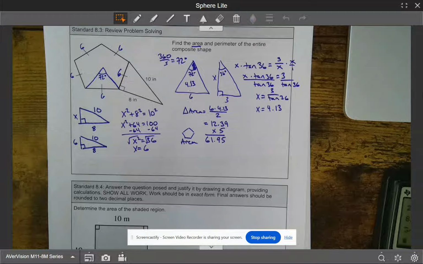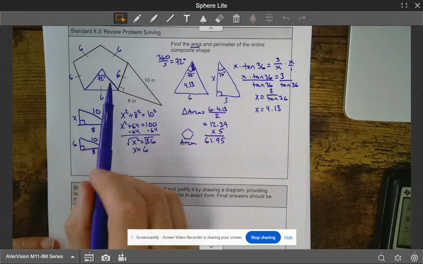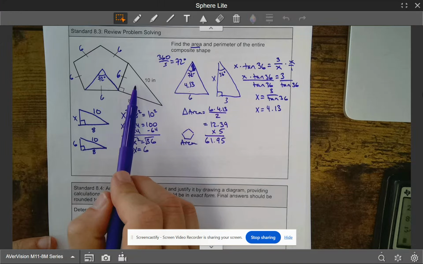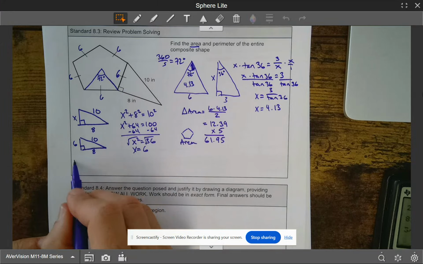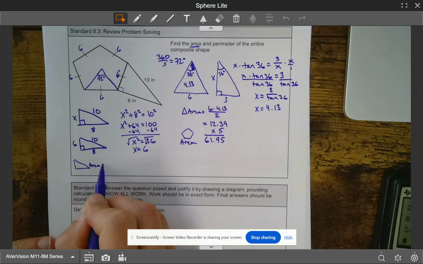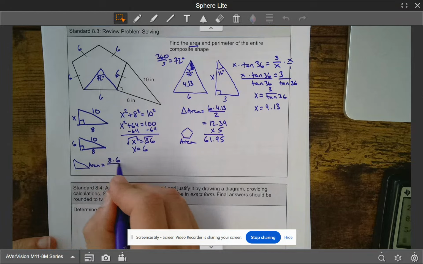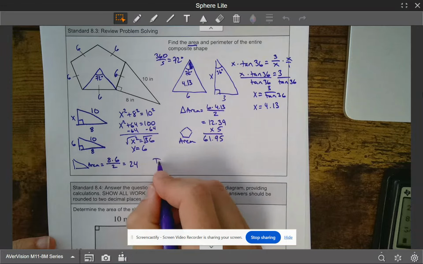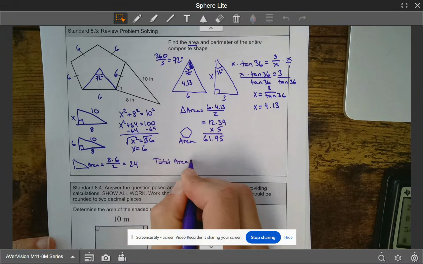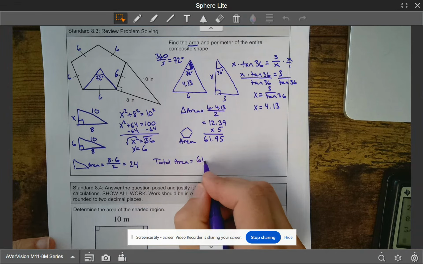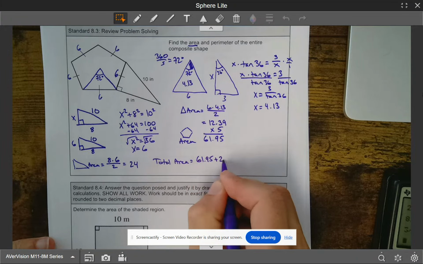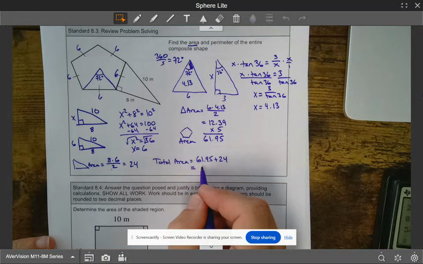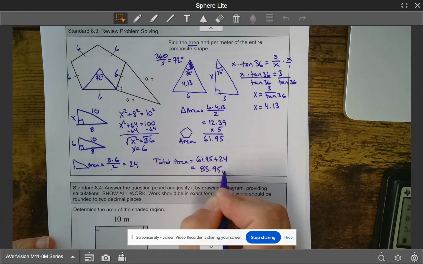Now, is that my final answer? No, I want the area of everything. So I know the pentagon is 61.95. What's the area of this triangle? Well, the area of this triangle, base is 8, height is 6, divided by 2, 48 divided by 2 is 24. So total area is the pentagon area plus this triangle area from right here. So my total area is 85.95 square inches.